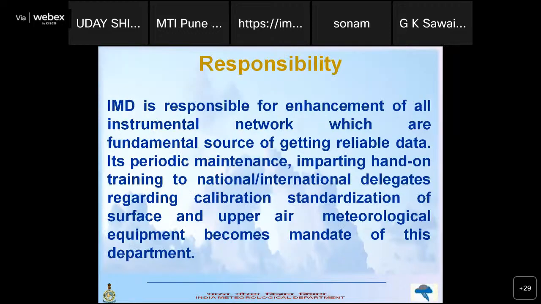The responsibility of IMD is the maintenance of the instrumental network, which is the fundamental source of getting reliable data. So, in its periodic maintenance, imparting hands-on training to national and international delegates regarding calibration and standardization of surface and upper air meteorological equipment is a mandate for this department. So we are taking care of the training, imparting regular training to the Indian Air Force, Indian Navy agencies, and all other international delegates also coming as recommended by WMO.